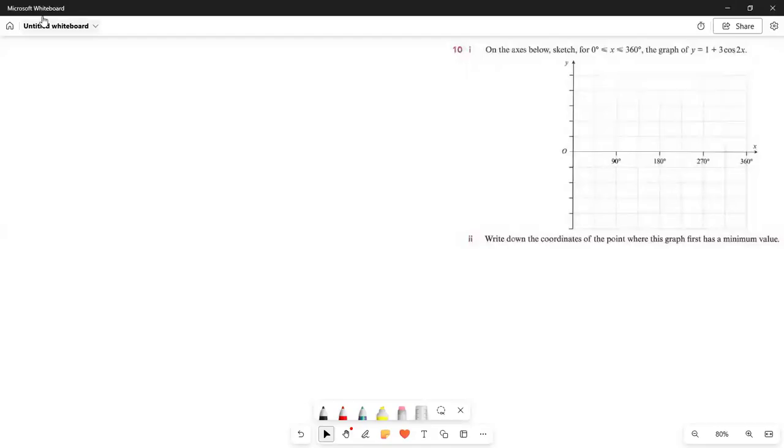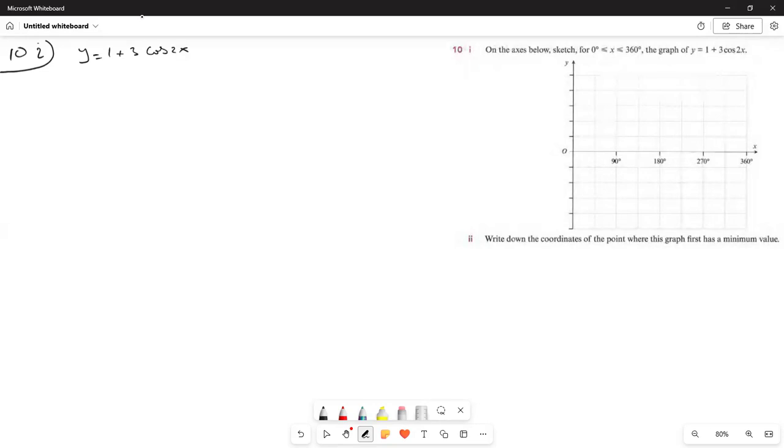Hello, we will be doing question number 10. It has two parts again. And let me tell you, this is not a very challenging question, pretty easy. Okay, so we have to sketch the graph of y equals 1 plus 3 cosine 2x.